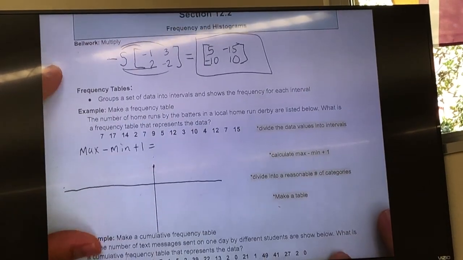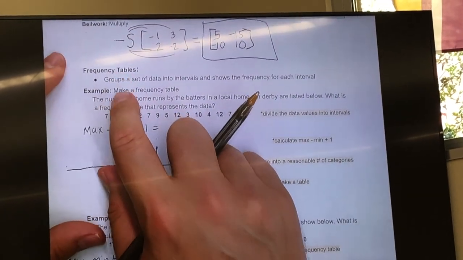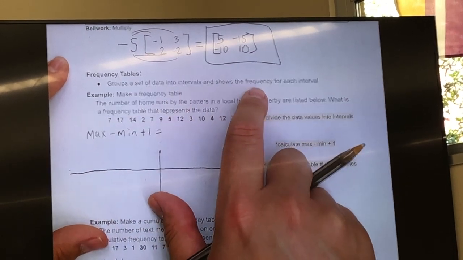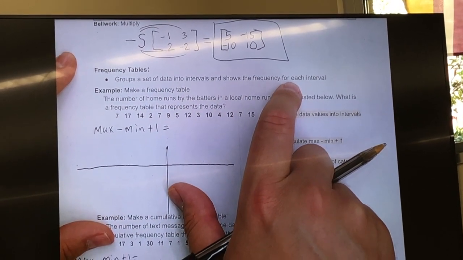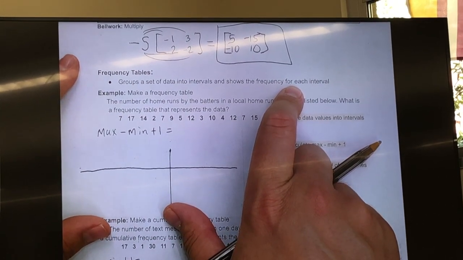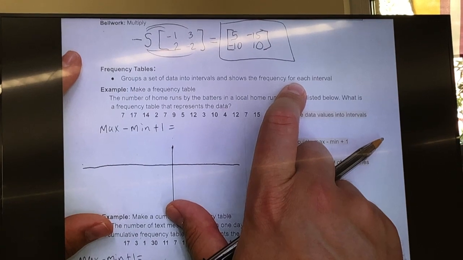So today we're going to talk about frequency tables. This groups a set of data into intervals and shows the frequency for each interval. So in science or in math, if you have a lot of data, you want to put them into groups so that you can kind of see where your data lies.